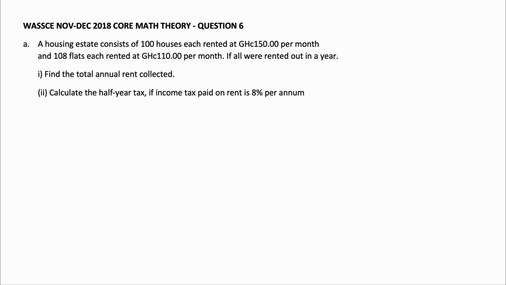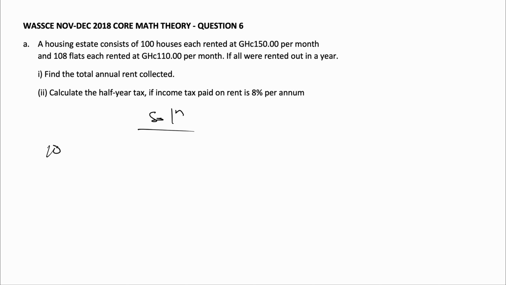A housing estate consists of 100 houses, each rented at 150 Ghana cedis per month, and 108 flats, each rented at 110 Ghana cedis per month. If all were rented out in a year, I find the total annual rent collected, and I calculate the half-year tax if income tax paid on rent is 8% per annum. So let's begin with our solution.